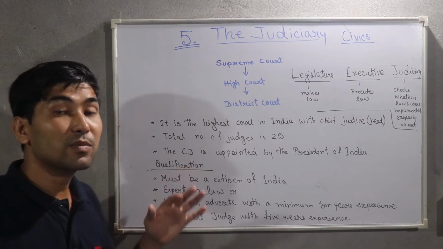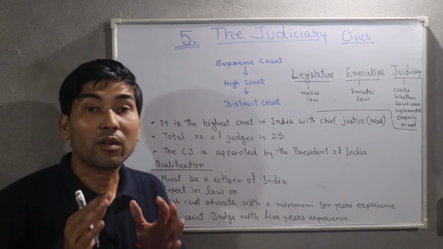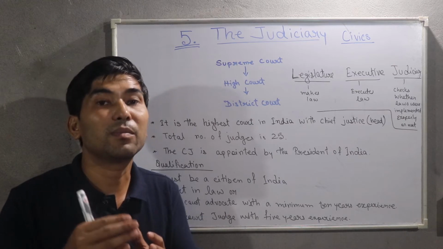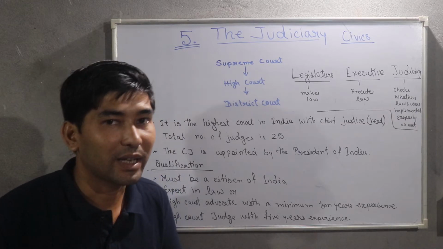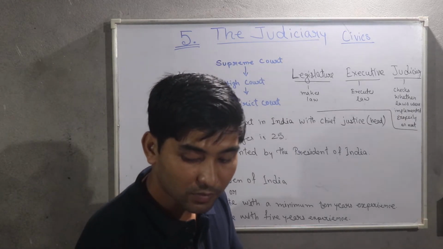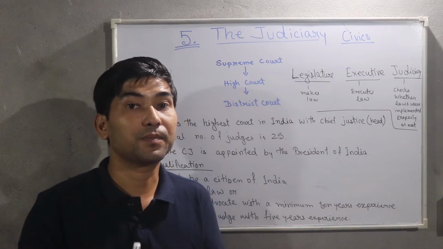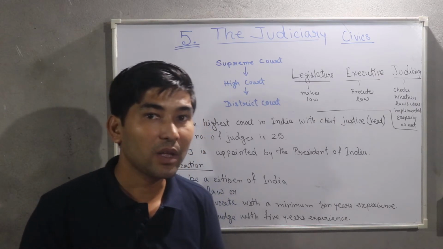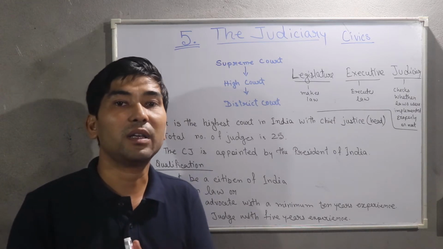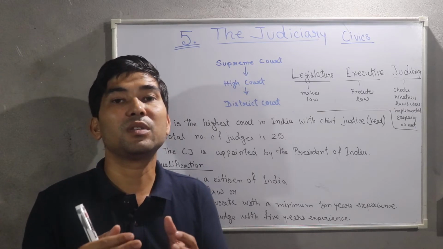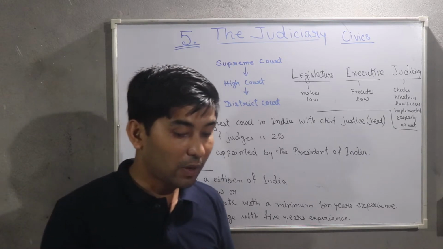Let's look at the qualification. He must be a citizen of India, he must be an expert in law, or he must be a High Court advocate with a minimum of 10 years of experience, or he could be a High Court judge with 5 years of experience. That is about that. Now let's look at the term of office. The term of office is fixed until 65 years of age. Within this term, he could be removed from his position only if he is found guilty of misusing his power. Okay, so that is the process of impeachment. It can be done.